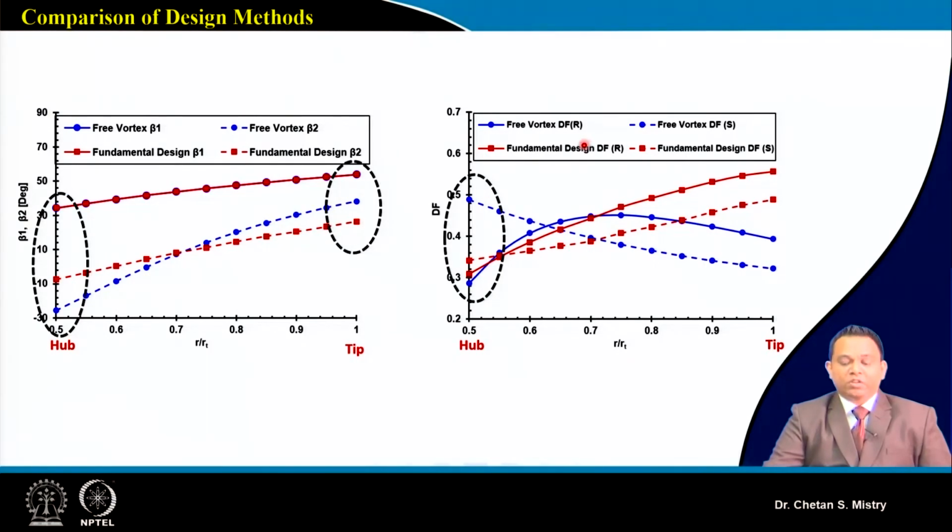Now for the case of our fundamental approach, we can understand that we have designed for tip loaded, and it is reflecting here. What it says is my diffusion factor for both rotor and stator is coming to be higher near the tip region. So this is one of the important observed parameters: what is happening with your delta beta, and what is happening with your diffusion factor.